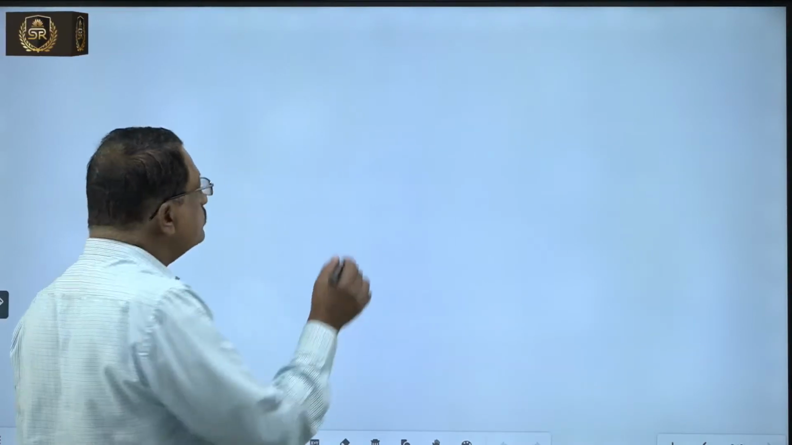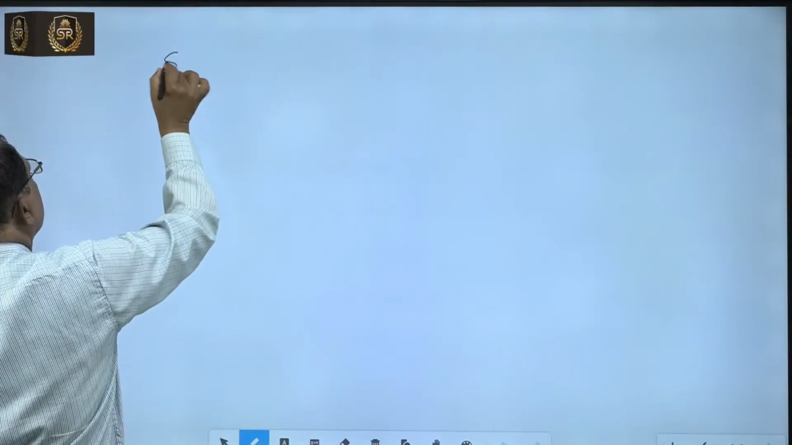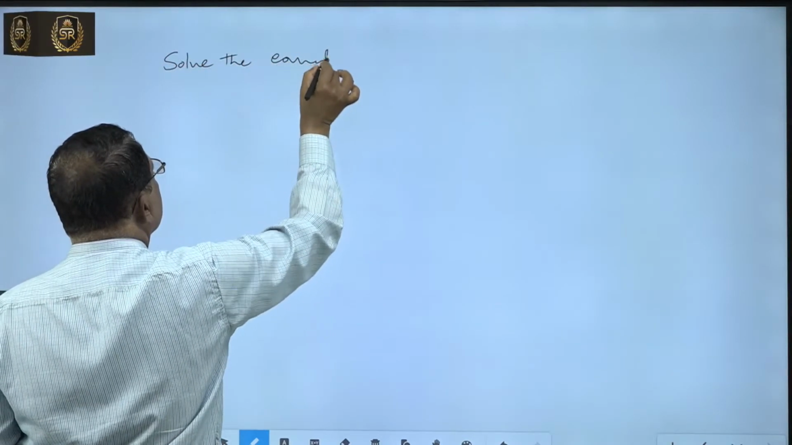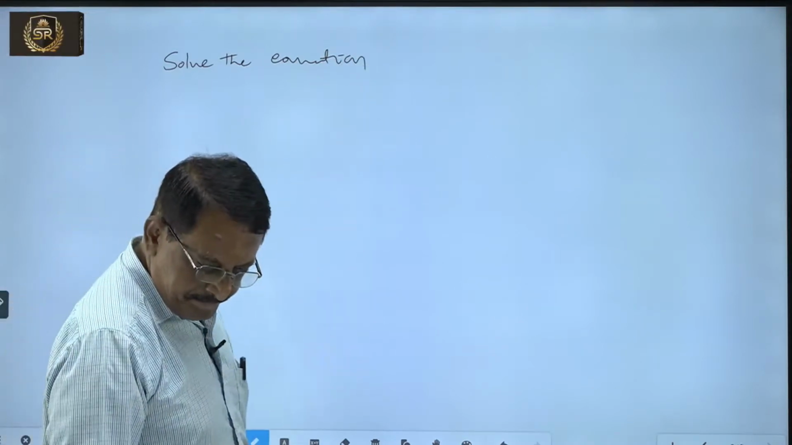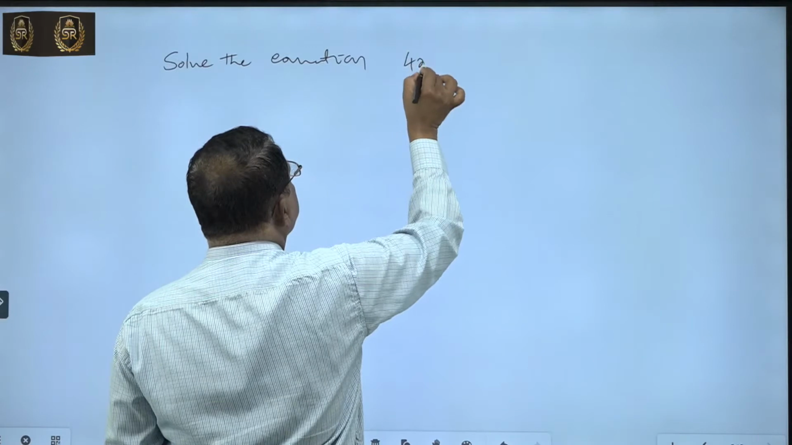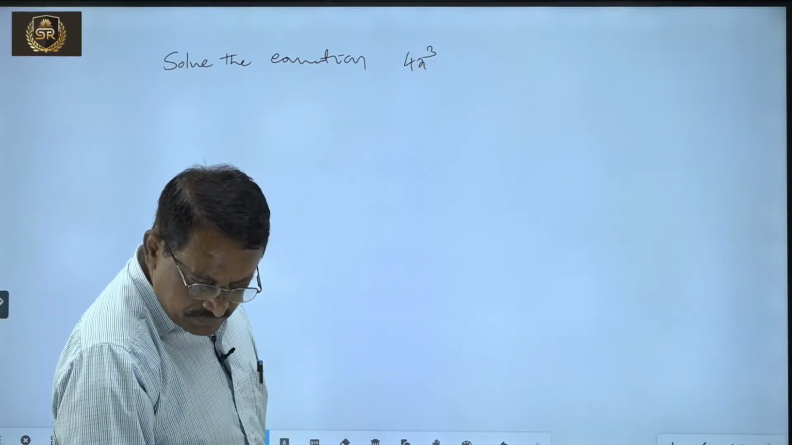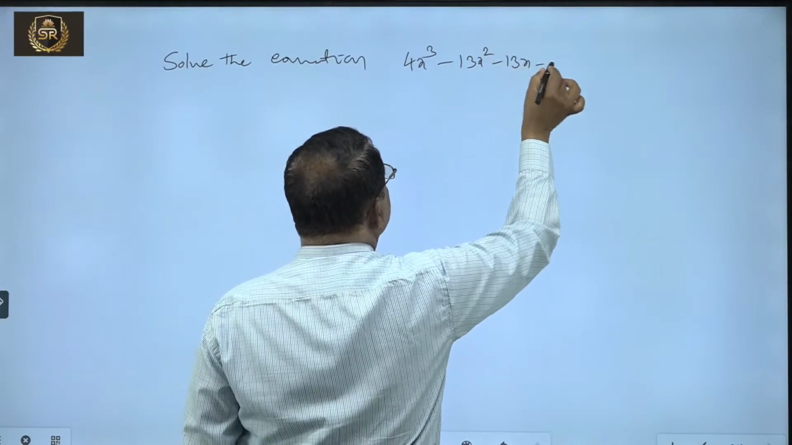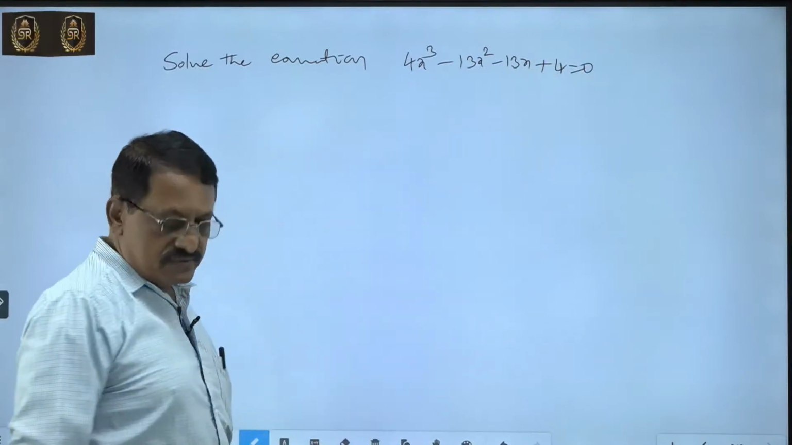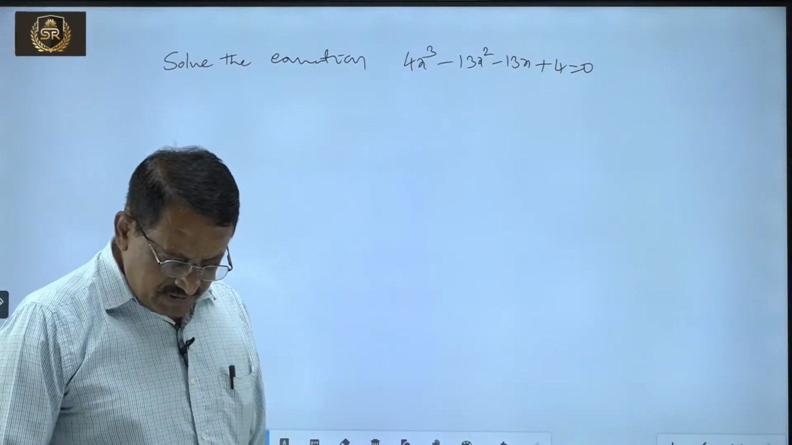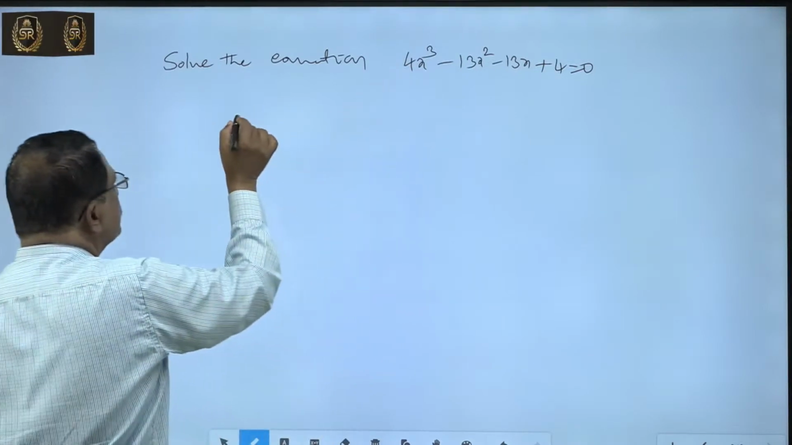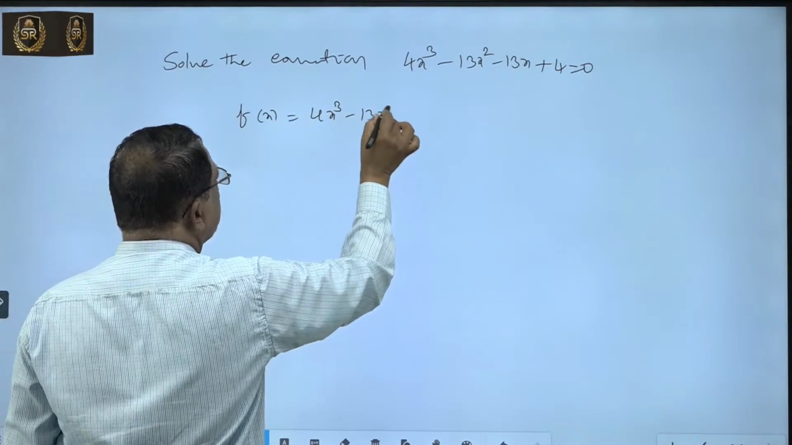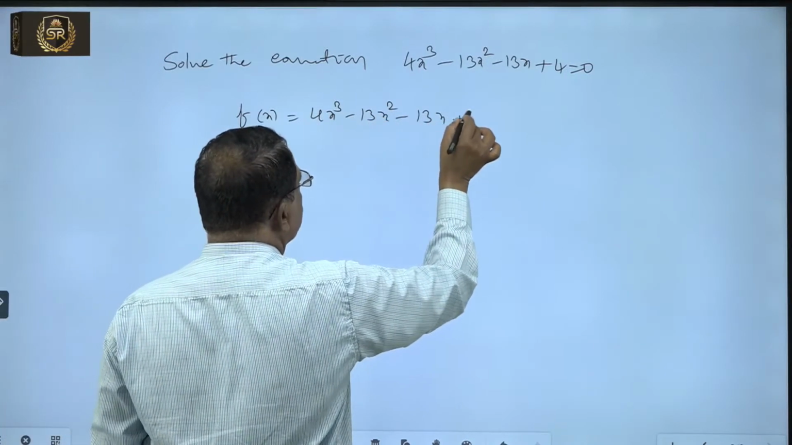Next, solve the equation 4x cube minus 13x square minus 13x plus 4 equals 0. Find the roots of the equation. Now, the given equation is f of x equals 4x cube minus 13x square minus 13x plus 4 equals 0.